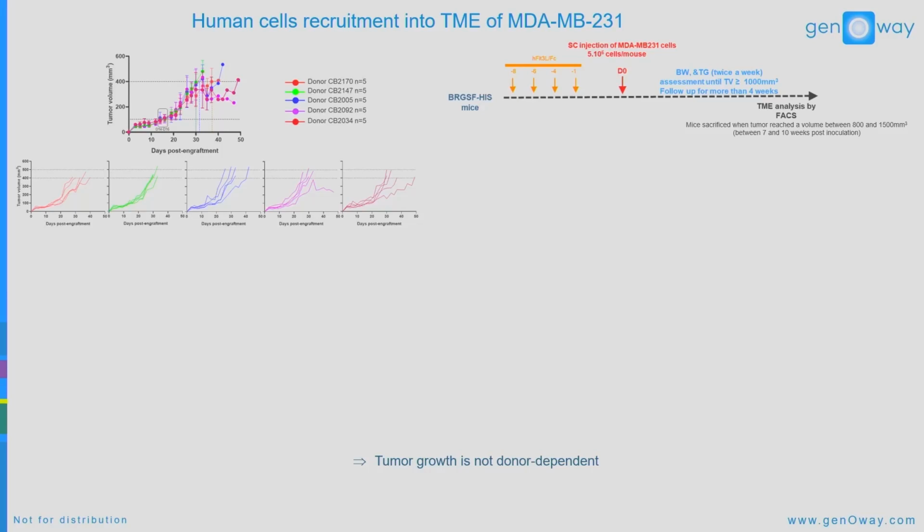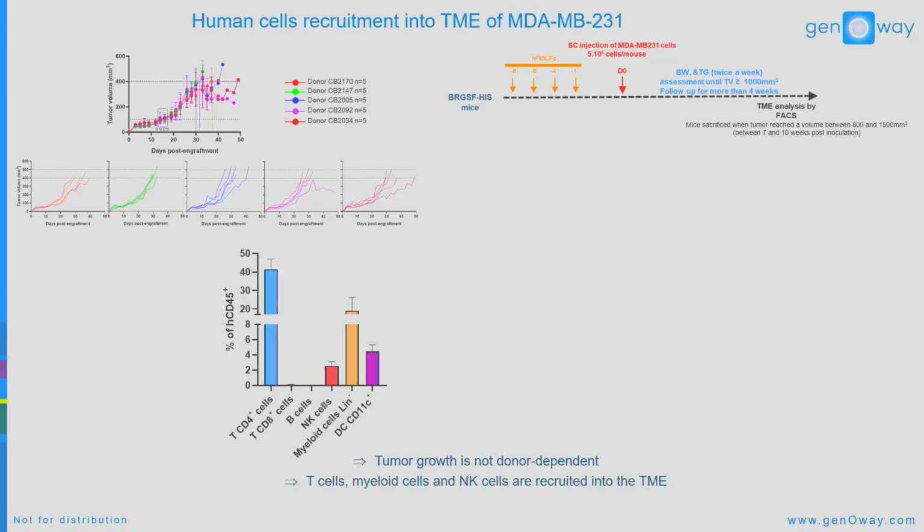First, take-home message from this experiment. We enrolled 5 different donors. As you can see, the tumor growth is not donor-dependent. It's quite reproducible among donors. Now, what do we see in the TME when the tumors are around 1,000 cubic millimeters?